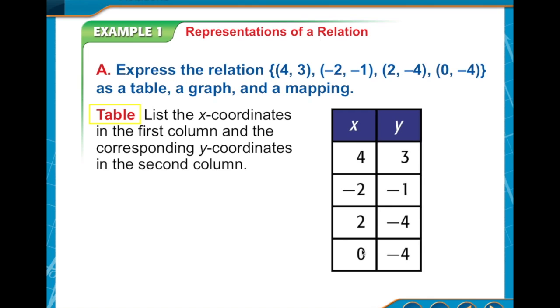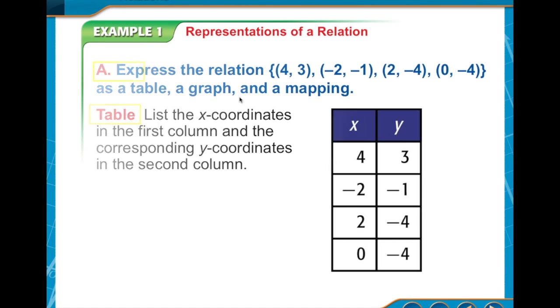So you need a column of your x values, a column of your y values, and then you plot the ones that go together. So when x is 4, y is 3, we get this point. When x is -2, y is -1, we get this point. When x is 2, y is -4, we get that one, and you see how this works. So there's our table. We've got the first part down.